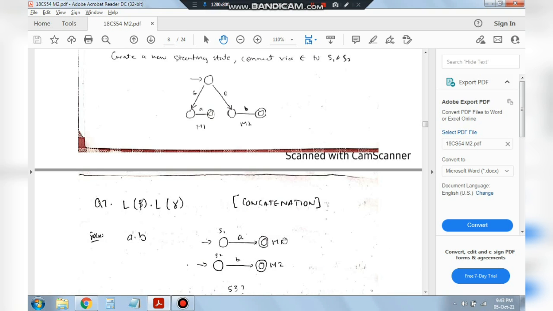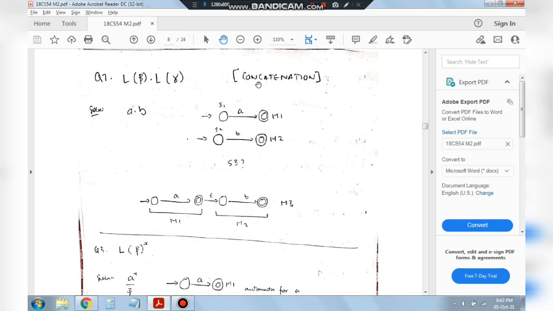In the same way we have concatenation, in which we will draw the states of A and B here. If it's concatenation, what we have to do is connect the ending state of this one with the starting state of this one. This is the ending state of A and this is the starting state of B. This is connected via epsilon. Okay, so this is how you do the concatenation.